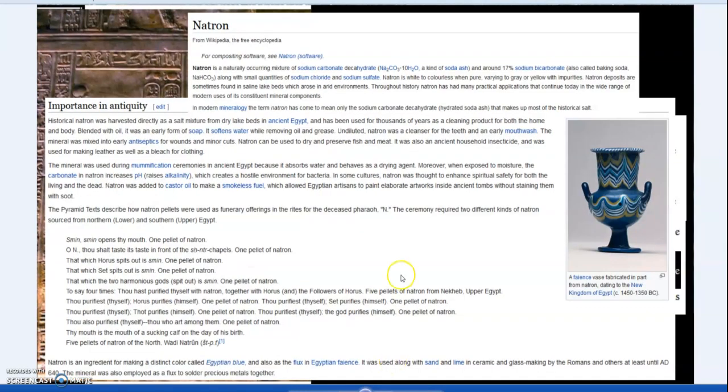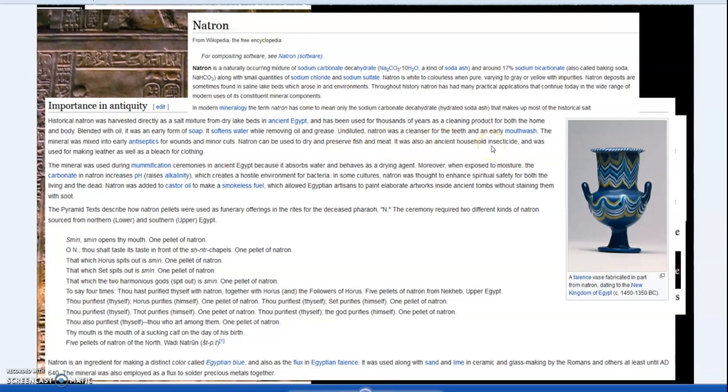Natron's also a very important chemical. You can, again, just do a wiki search on that and then track a little bit further to look into the chemistry of it. But historically, natron was a salt mixture harvested from dry lake beds in ancient Egypt, used as a cleaning product, blended with oil. It was an early form of soap, water softener, mouthwash, antiseptic, a preservative for fish, salt.